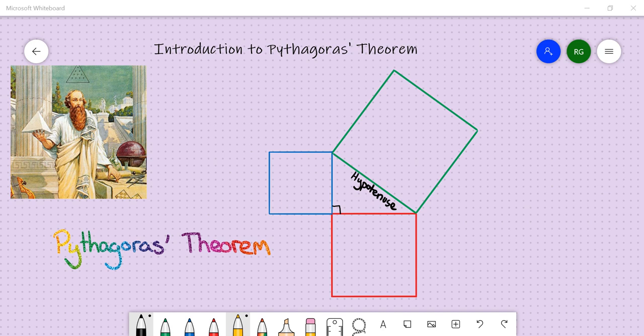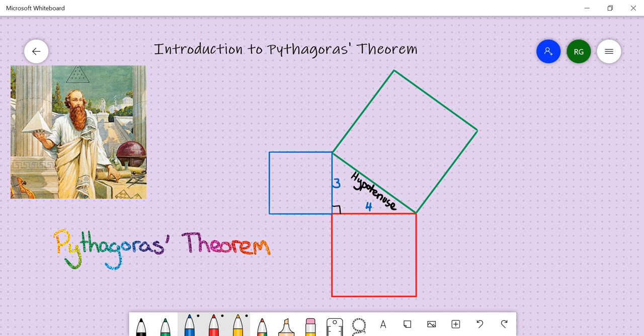Pythagoras was the first, or one of the first, I guess, to prove that he could always work out the length of that long side, provided he knew the lengths of the two shorter sides. So we'll use a really basic value: where the blue line is, we'll say that's 3, and where the red line is, we'll say that's 4. The question is, how long is that green line?